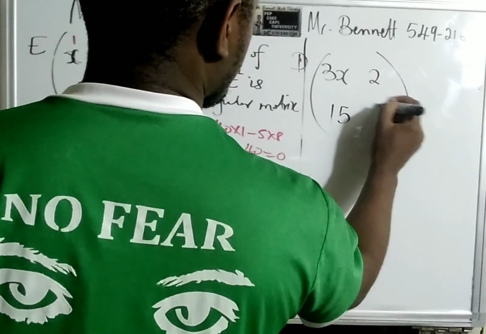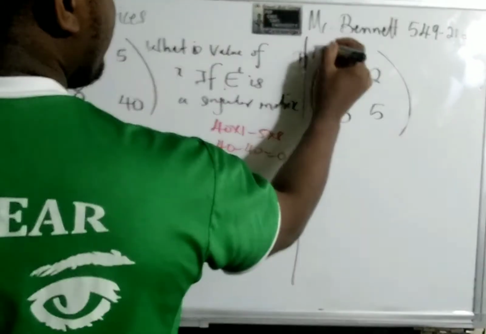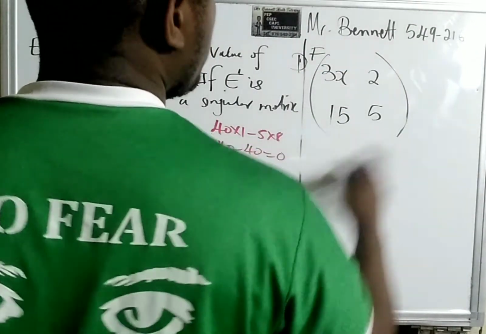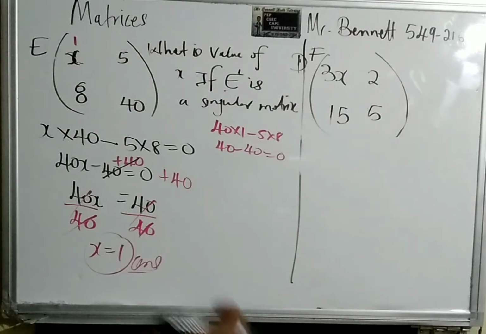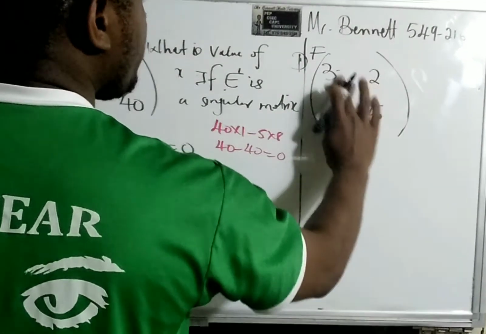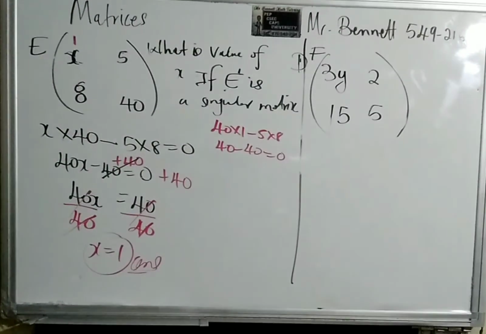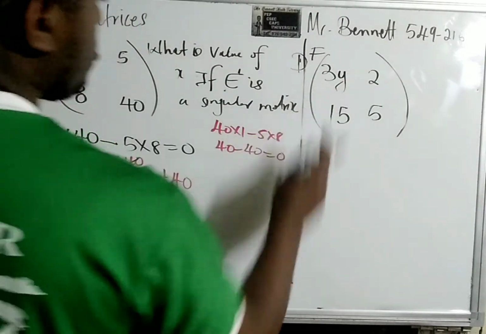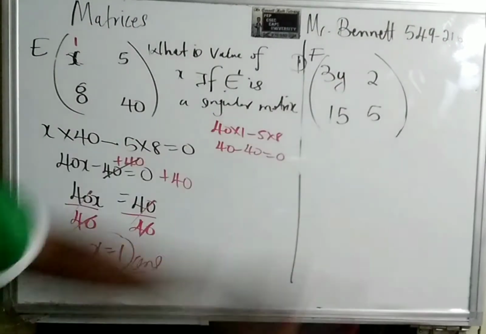Alright, change up the numbers now. We'll call this one F. And we know this instruction: if F is a singular matrix, what is the value? We're going to change this from x to y now. Some people go in the exam and say, you never teach that, it have to be x. No, they might ask you to find y. It's the same thing. This is just representing a number.